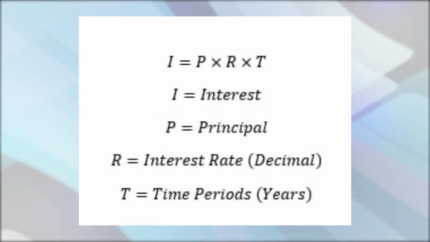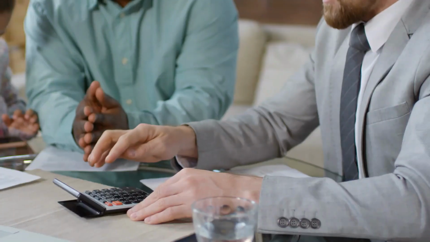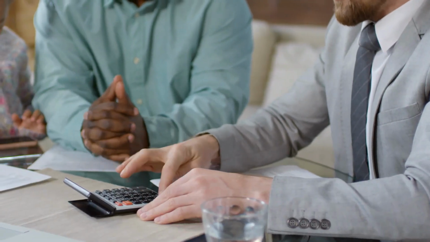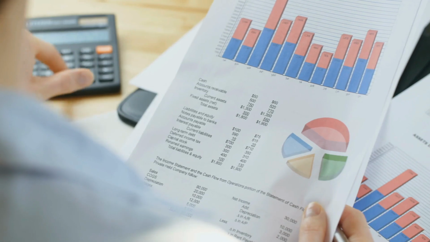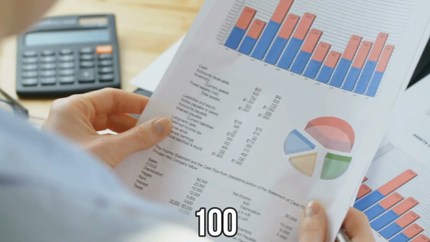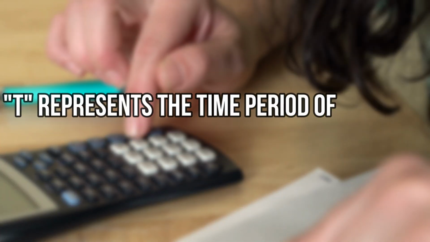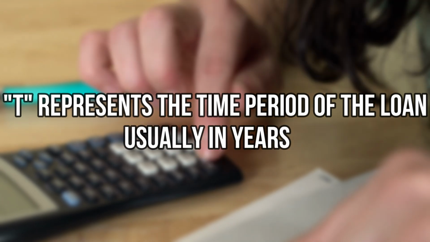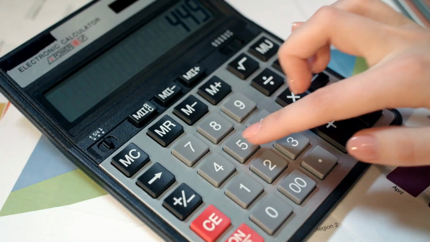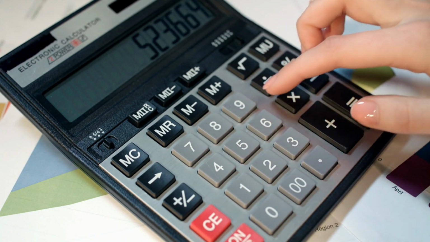R is the interest rate, but here's the catch. We need to convert it into a decimal first. Most of the time, interest rates are shown as a percentage. So, for example, if your interest rate is 10%, you'd divide it by 100 to get 0.10. Finally, T represents the time period of the loan, usually in years. By plugging these numbers into the formula, you can calculate the total interest you'll owe on your loan.